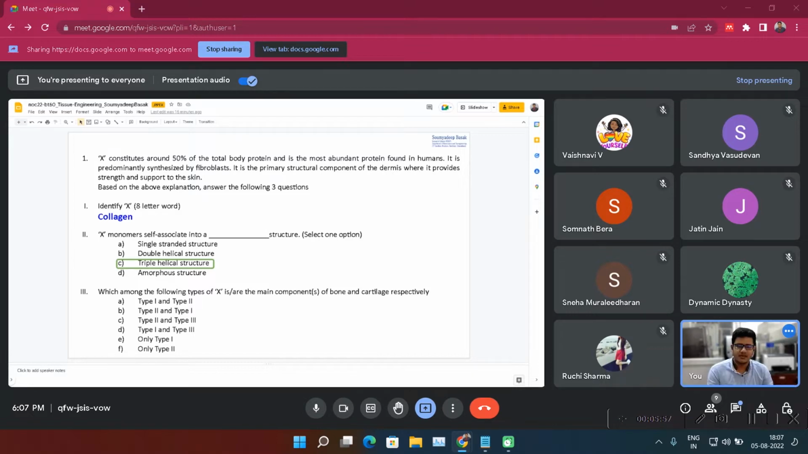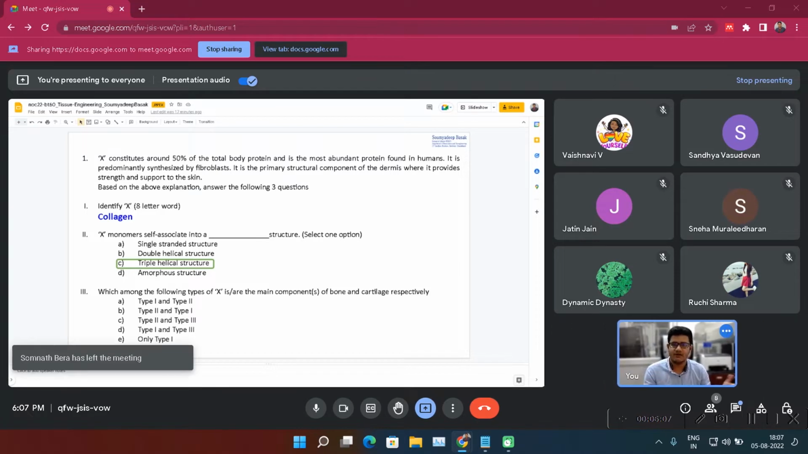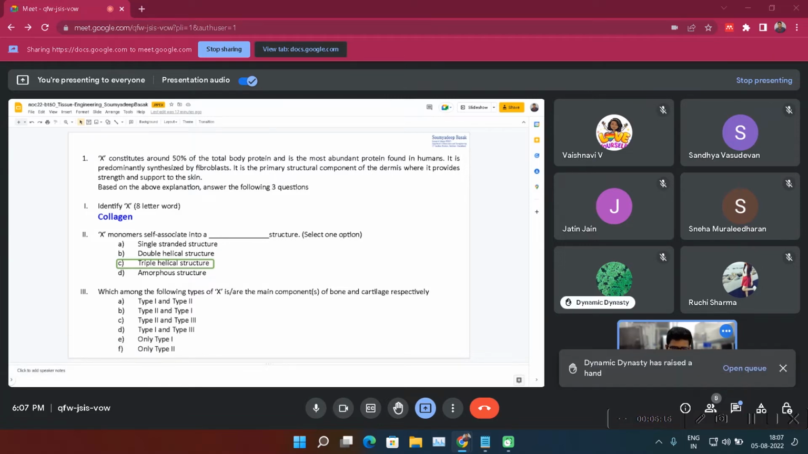Okay, Jati. So type 1, type 2 are the different kinds of collagen forms. Type 1, type 2, type 3, type 4, type 5, this kind of collagens we have, right? These are the types of collagen. The monomers are alpha 1, alpha 2, right? And they form a triple helical structure like alpha 1, alpha 2, alpha 1. So these three monomers come together and form a triple helical structure.